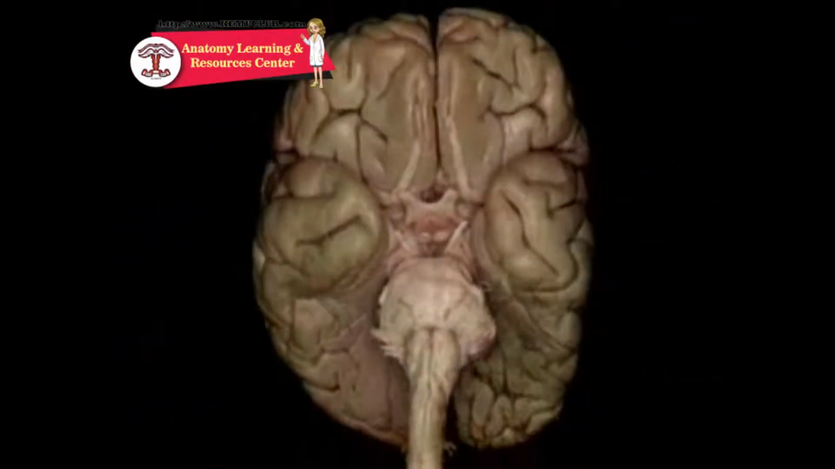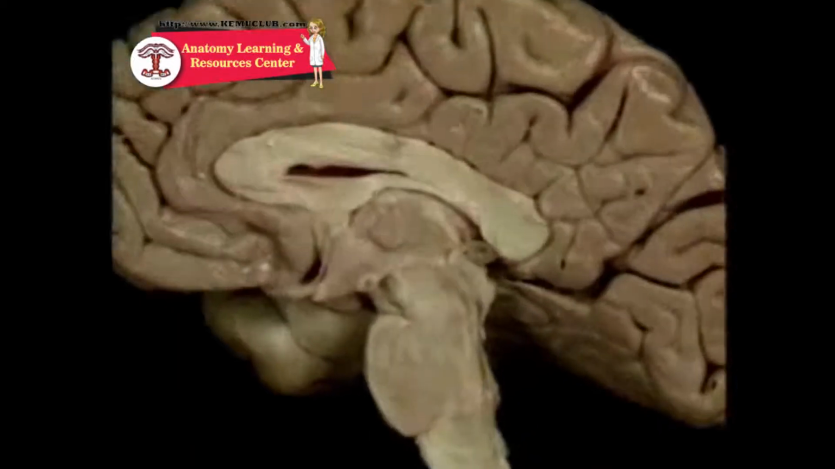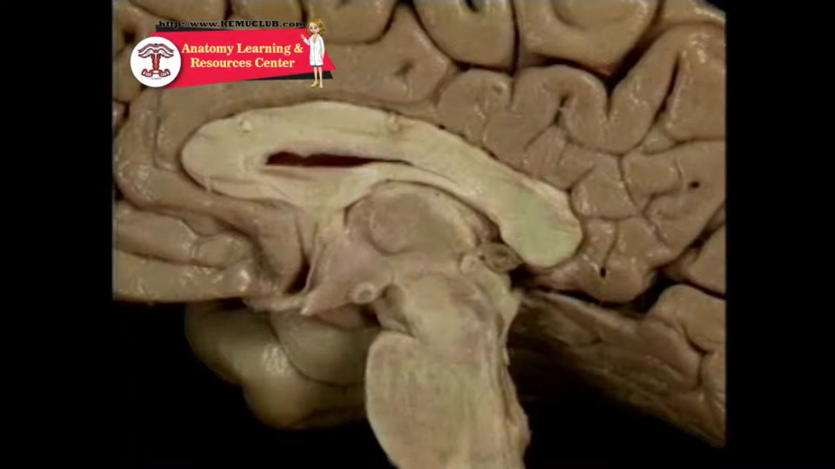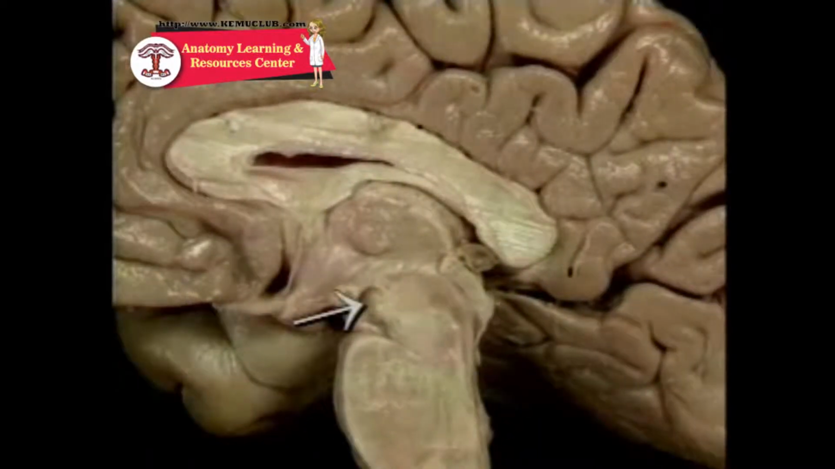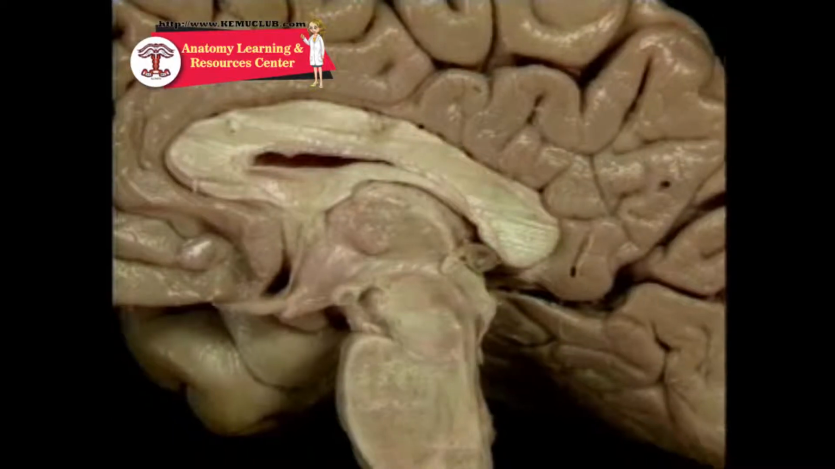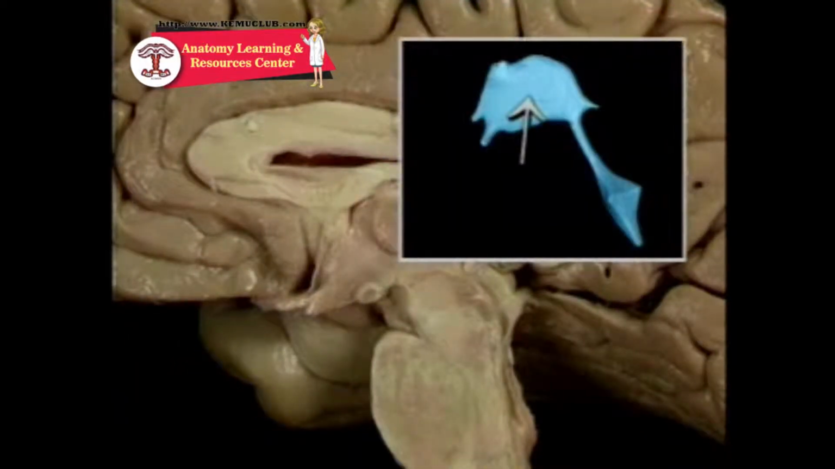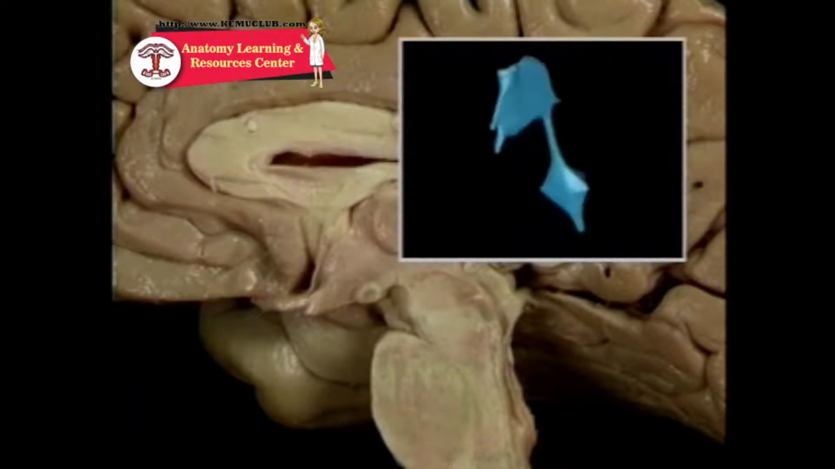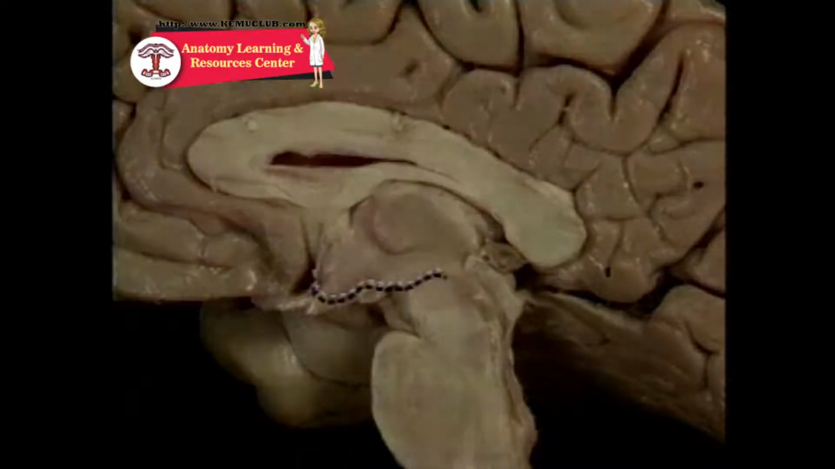To see these connecting structures better, we'll look at a brain that's been divided in the midline. Here's the corpus callosum. This is the cerebral peduncle. The third ventricle is here. Here's the third ventricle in the model. It's quite narrow from side to side. This is the floor of the third ventricle.